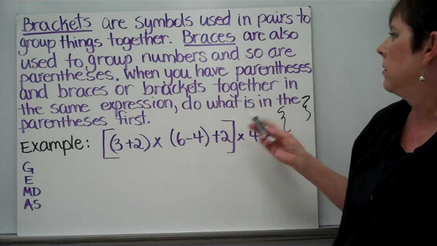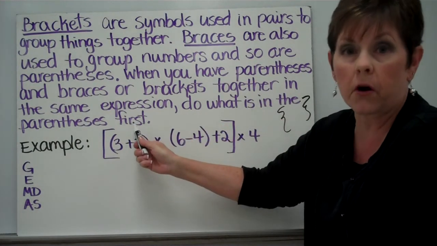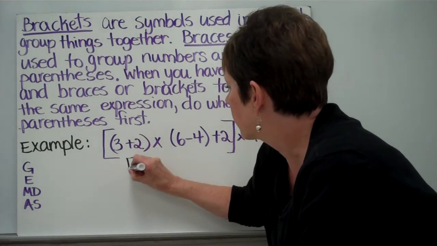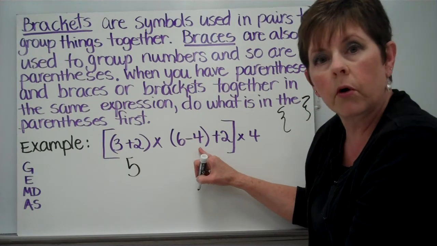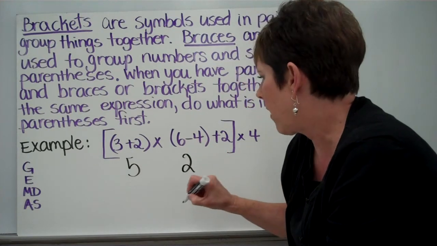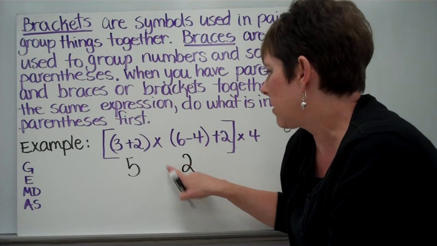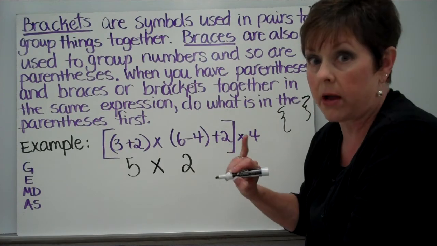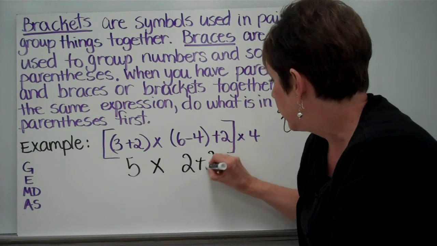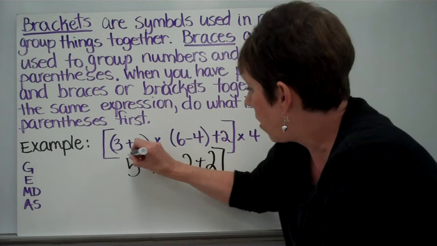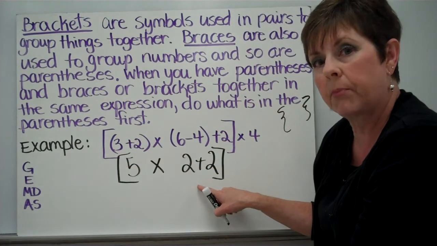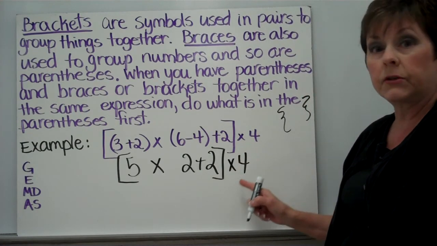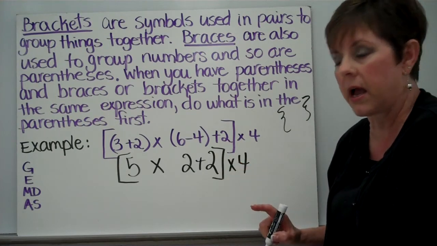Well, we should do what is in the parentheses first. So we're going to do that first. 3 plus 2 is 5. 6 minus 4 is 2. All right, I haven't done the multiplying yet, so I'm going to bring that down to here. I haven't done this yet, so I don't forget, I'm going to add it here. And you know what? This is all still in brackets, so I'm going to put it in brackets. Oh, and I can't forget this. Okay, these are the things I haven't done yet, so I put them in my next line.